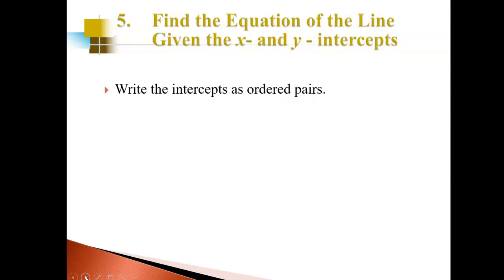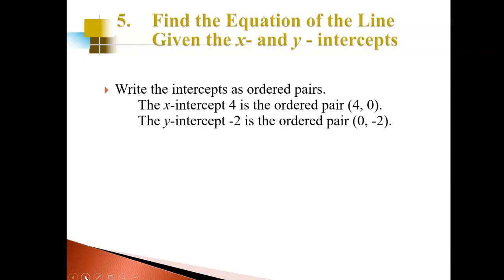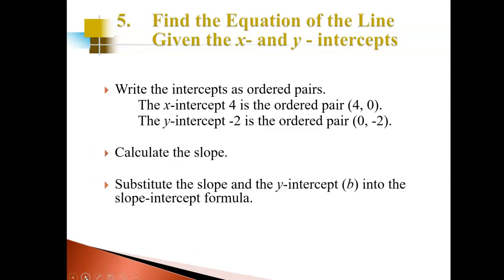Our intercepts are really ordered pairs. So when I ask you for the intercepts on a quiz, I am asking you for an ordered pair. So the x-intercept being 4 is really the ordered pair (4, 0). A y-intercept of -2 is really the ordered pair (0, -2). So we like to talk about mathematical points as ordered pairs. You could use x and y intercepts to find slope.